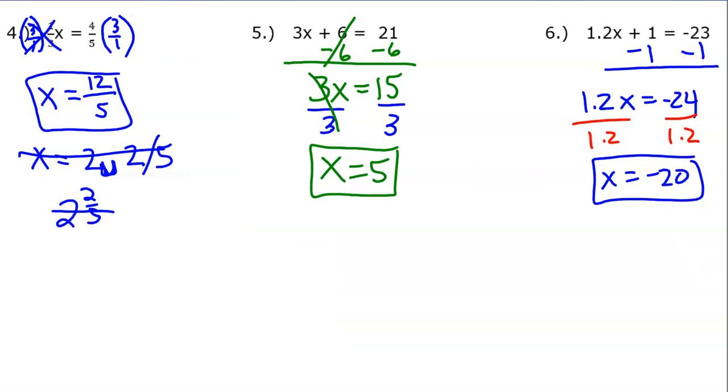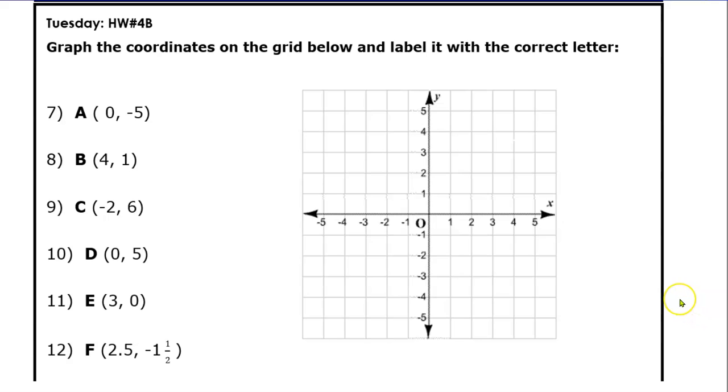Okay, let's look at the second box on the homework. It asks you to graph the coordinates on the grid below and label each with the correct letter. So A is 0 on the x, -5 on the y, so that's A. B is +4 on the x and +1 on the y, so that's B.